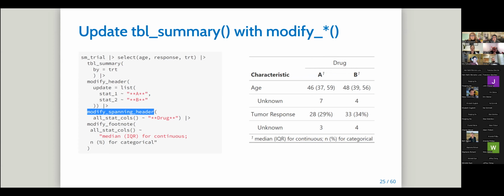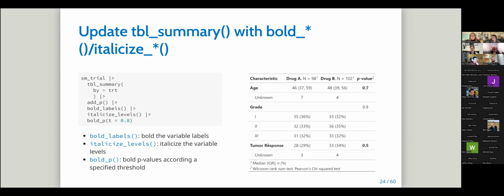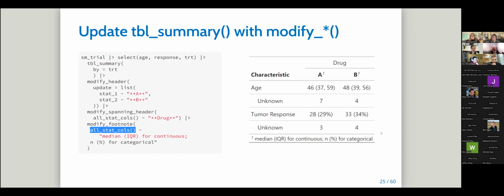And then I can also modify the footnote. I don't remember what it says by default, but for all of my statistic columns, I want to say that it's the median IQR for continuous and N percentage for categorical, which is basically what it said before, this median IQR, comma, N percentage, but now I've made it a little more detailed potentially.